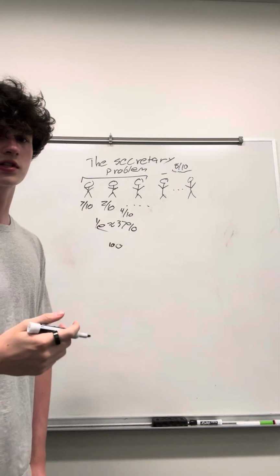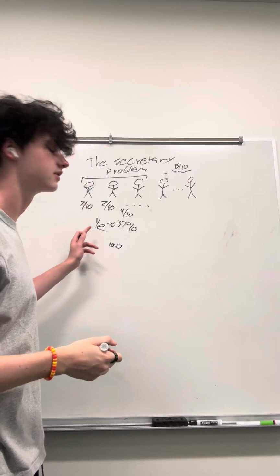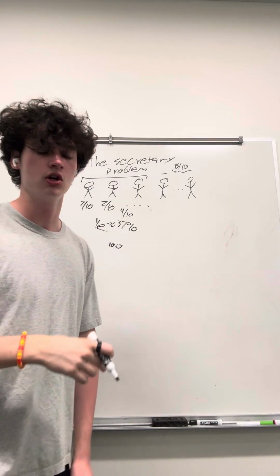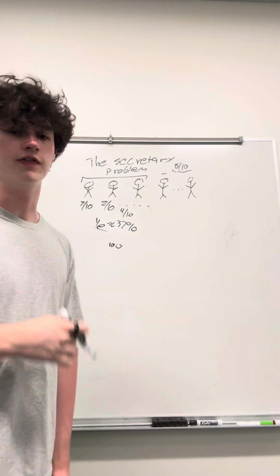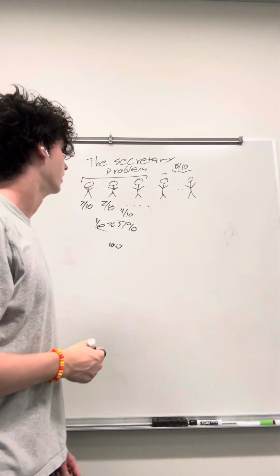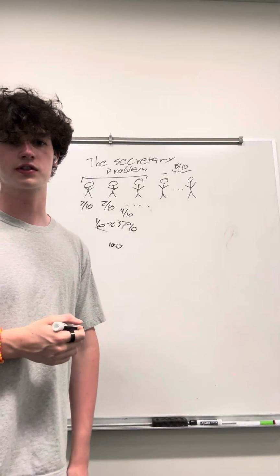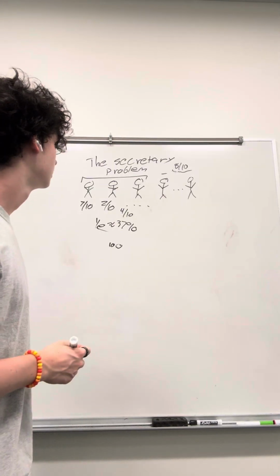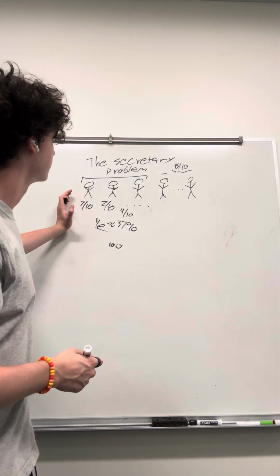And very interestingly, this has a 37% success rate as well. So after looking at 37% of the applicants, you take the next best applicant, and the chance that you selected the best applicant is also 37%. There's a really cool proof involving calculus, but it definitely deserves its own video because it's very long. But yeah, so this is the secretary problem.